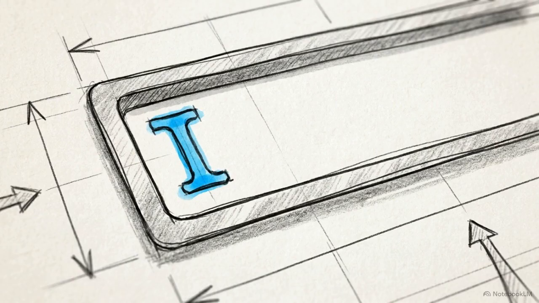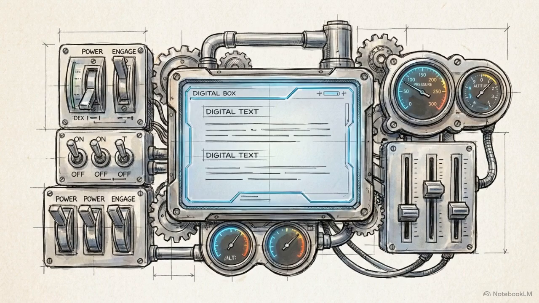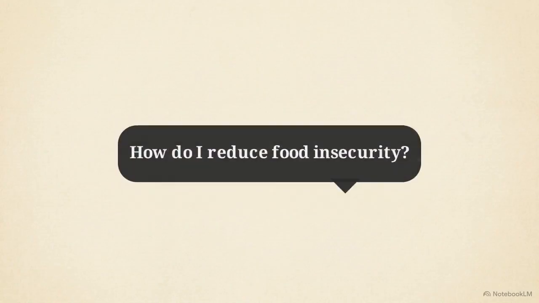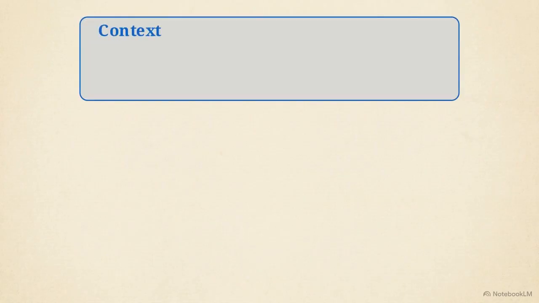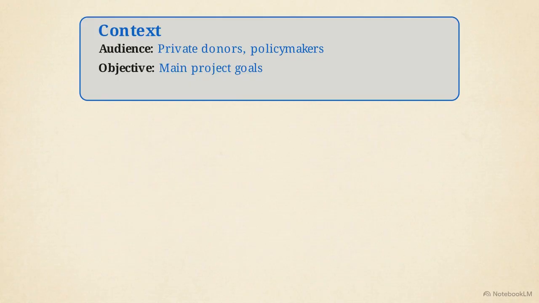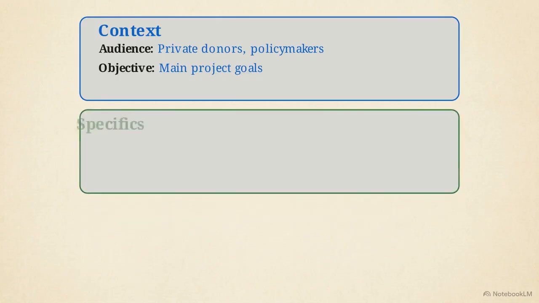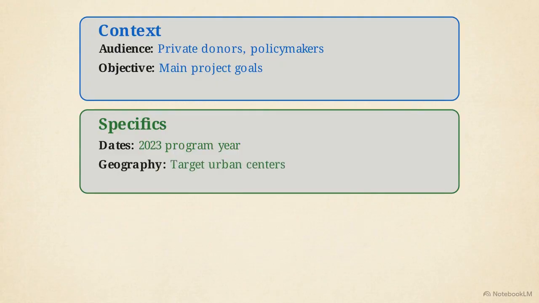Now we move to the text box. Treat this space as a control panel that requires strict parameters rather than a chat window for casual conversation. This diagram shows a baseline prompt, something like, "How do I reduce food insecurity?" This is guaranteed to fail because it forces the system to guess your specific needs. We fix this by adding our first variable, context. Notice the blue text. This tells the system exactly who your audience is, say private donors or policymakers, and explains the main objective of the project.